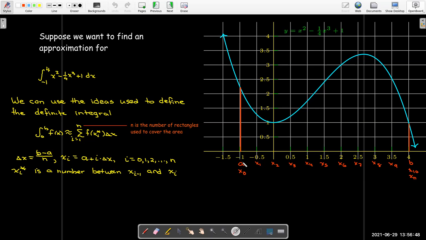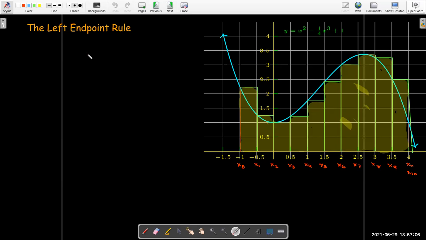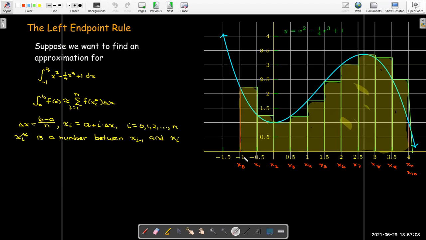So, for example, between x0 and x1, which is between negative 1 and negative 0.5, I could choose any number in between there. In order to make the analysis easy, though, we don't just choose a random number. We might choose, say, the left endpoint. You can see that in this first subinterval, the height of the rectangle is determined by the height of the function at the left endpoint of the interval. And that is how we determine the height for all of those rectangles.